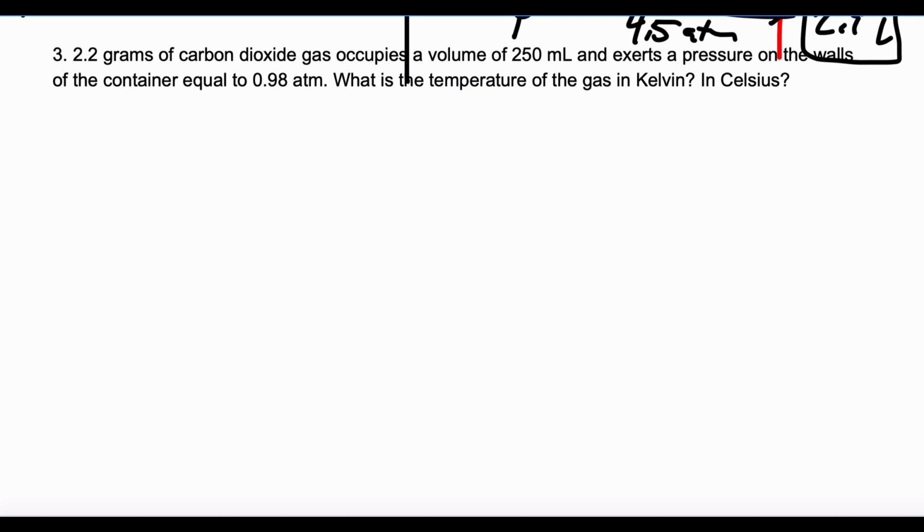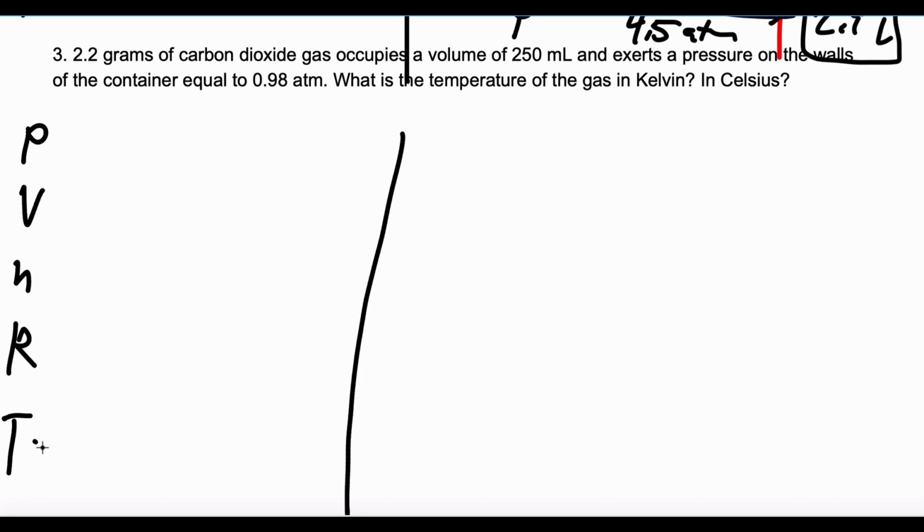Okay, gonna solve these problems for you right now. Gonna do it the same way. Let's check out the problems. All right, so on this side we have the variables P, V, n, R, T. It's important to remember that we always know R is 0.0821. 2.2 grams of carbon dioxide.